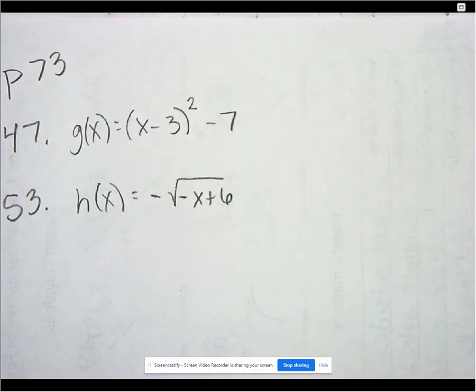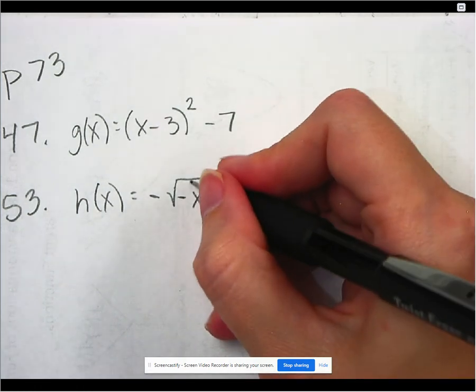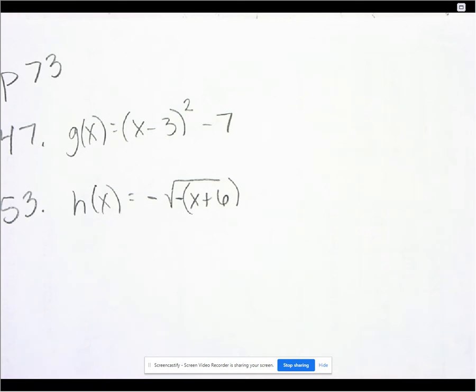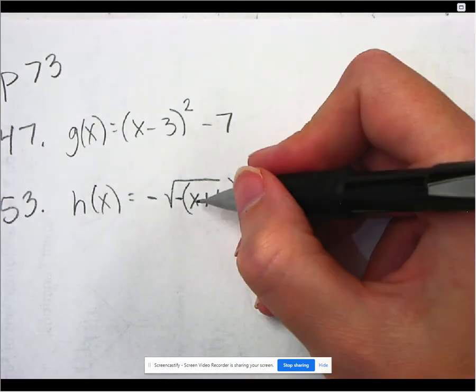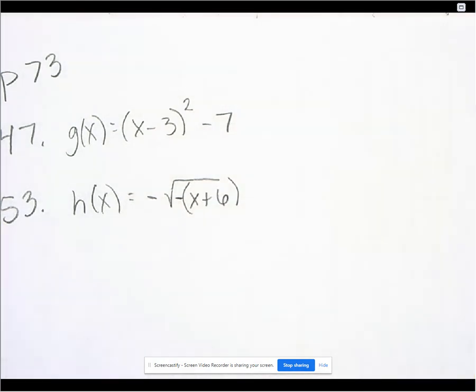You guys think that's going to cut it? It isn't. So if I want to make sure that I really shift to the left like it says to, I'm going to have to put the x plus 6 in parentheses and the negative on the outside there. Otherwise, that negative will mess up my shift.